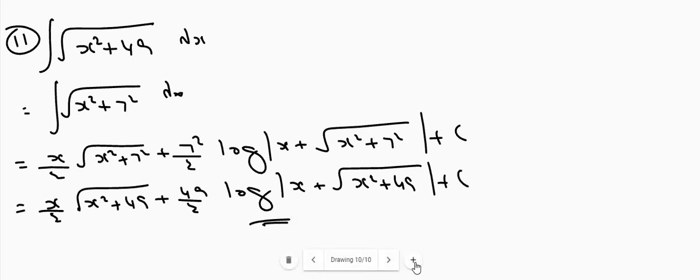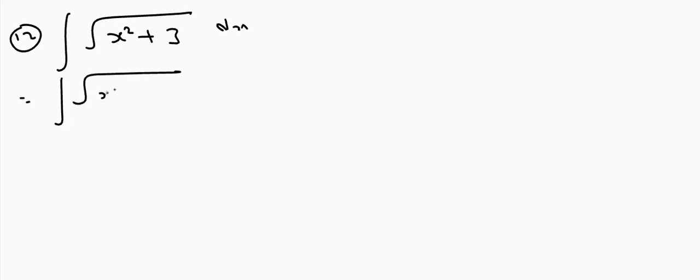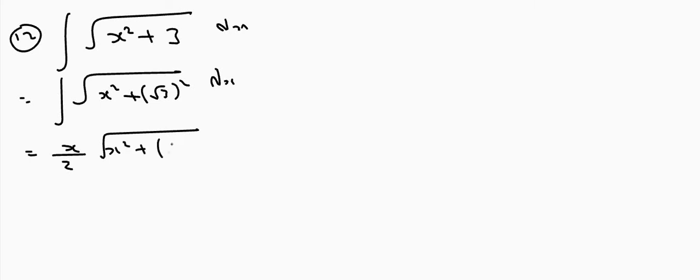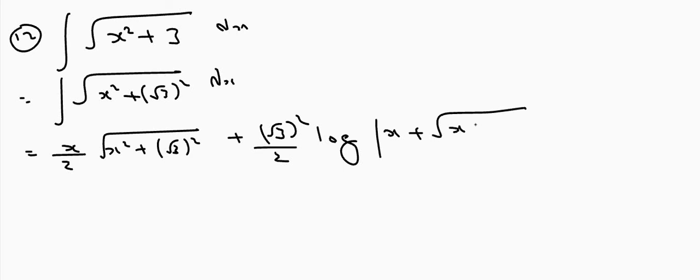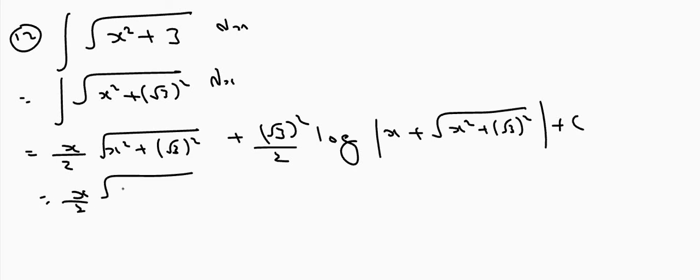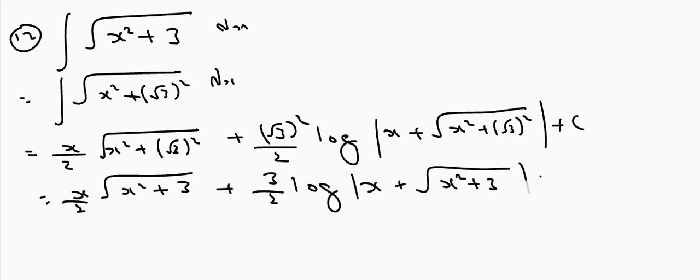Question number 12. The integral of root of x square plus 3, we can write as the integral of root of x square plus root 3 square. Then it is of the form x square plus a square, which is x by 2 root of x square plus a square plus a square by 2 log modulus x plus root of x square plus a square plus c. The final answer will be x by 2 root of x square plus 3 plus 3 by 2 log modulus x plus root of x square plus 3 plus c.